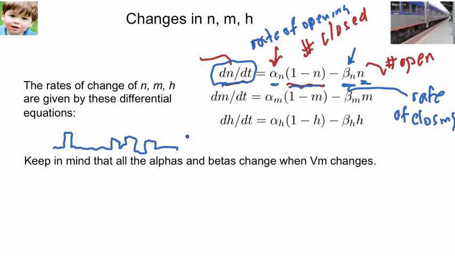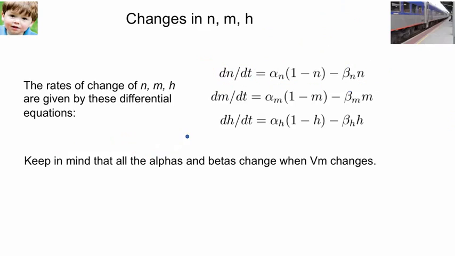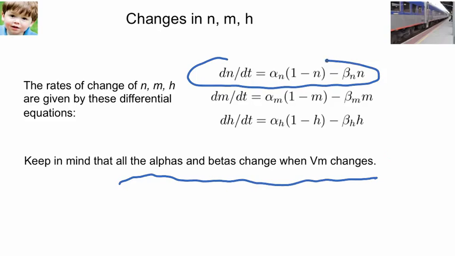Now, there's a very important thing here. All the alphas and betas change when Vm changes. There is an equation for alphas and betas. They all change when Vm changes. So this equation on the top for dn dt is a pretty simple equation as long as the alphas and betas are constants. But as you can imagine, things can change around considerably if the alphas and betas change.